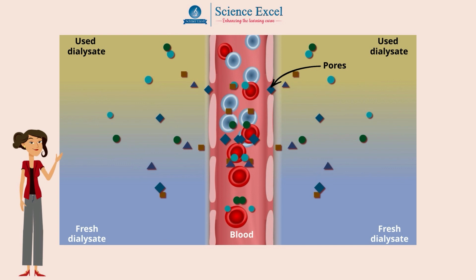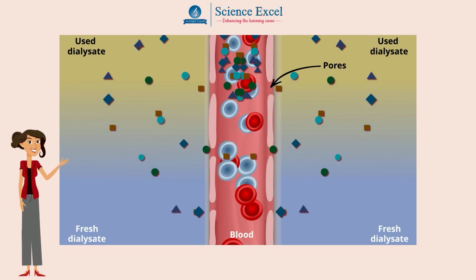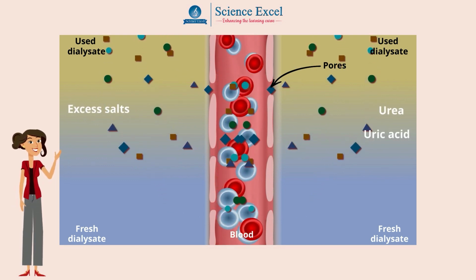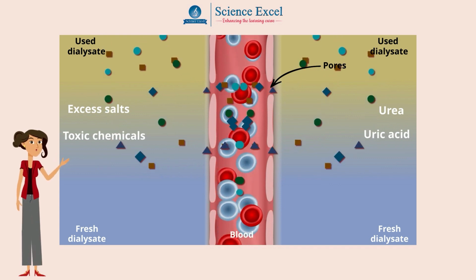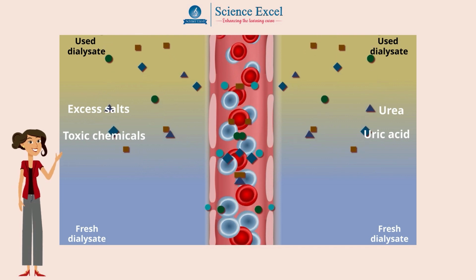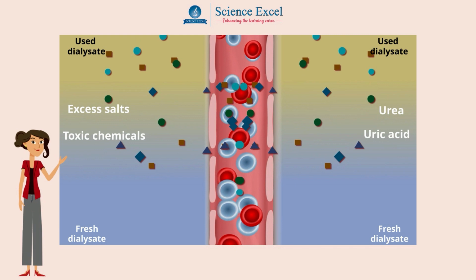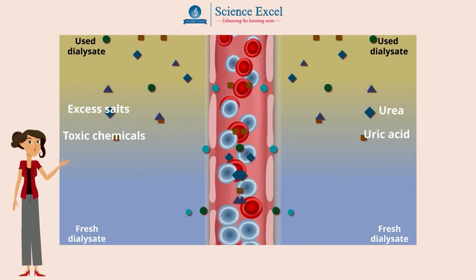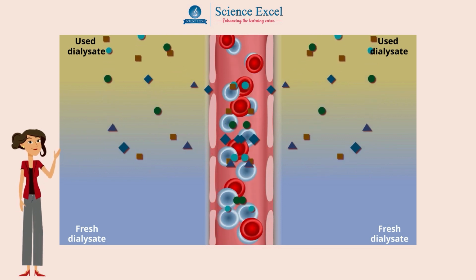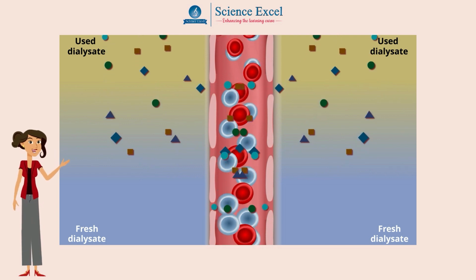As the patient's blood is passed through the dialysate, most of the wastes like urea, uric acid, excess salts and other toxic chemicals which are present in the blood but not in the dialysate diffuse out of the blood due to the difference in concentrations into the dialysate, thereby cleaning the blood. The essential substances required by the body diffuse from the dialysate into the blood.